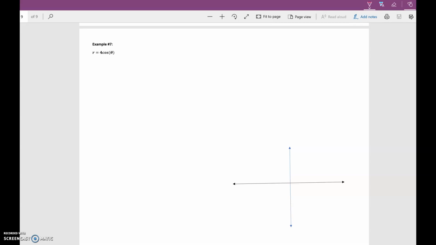Hi class, let's take a look at example 7. Same as we did before, we're going to plug in a couple of actual angles and see what we're actually getting. So we're looking at, this is going to be our theta. This is r is equal to 4 cosine of theta. And remember that we're obtaining r comma thetas. So I think we're going to have to make this a little bit larger.